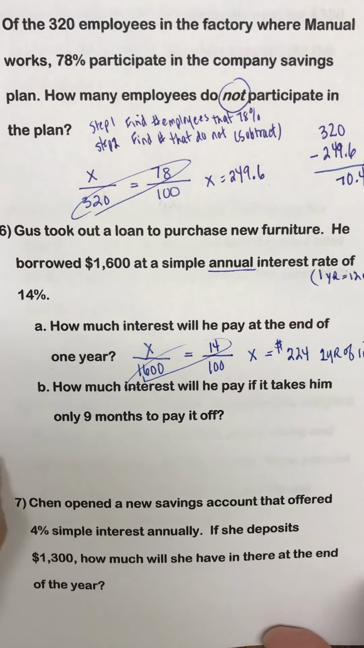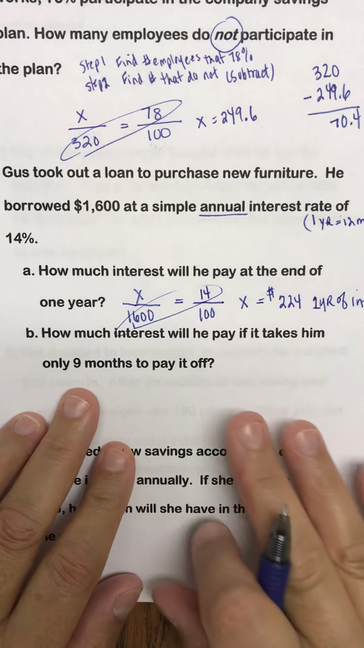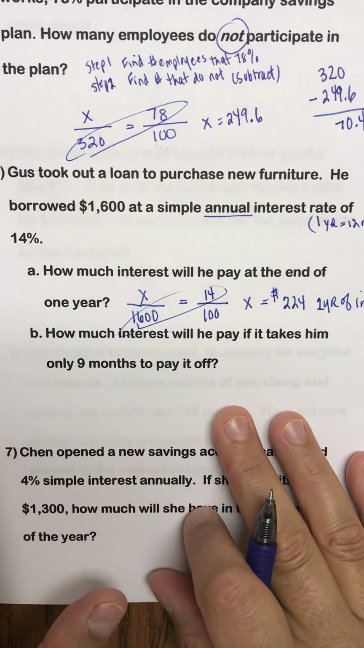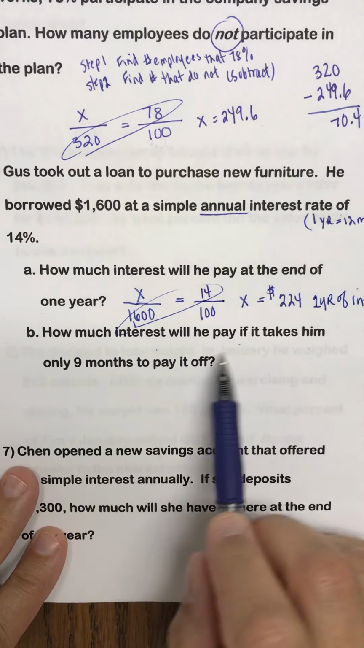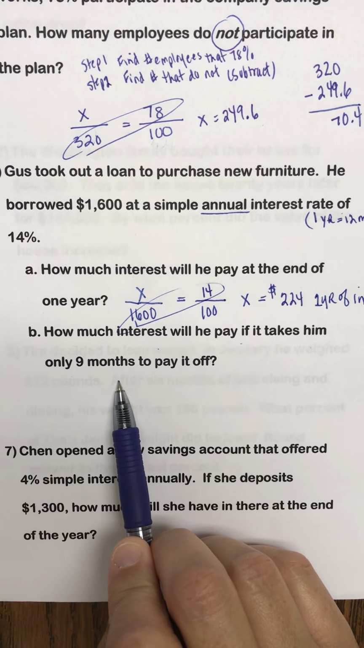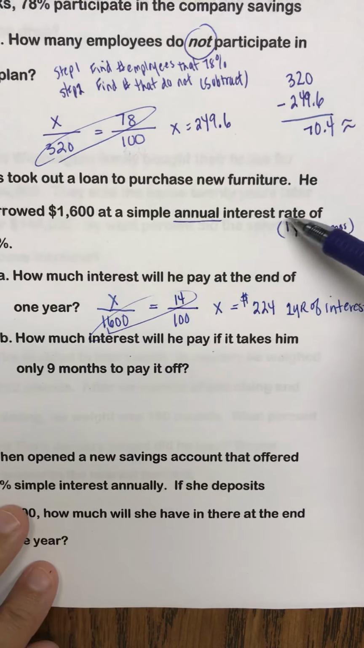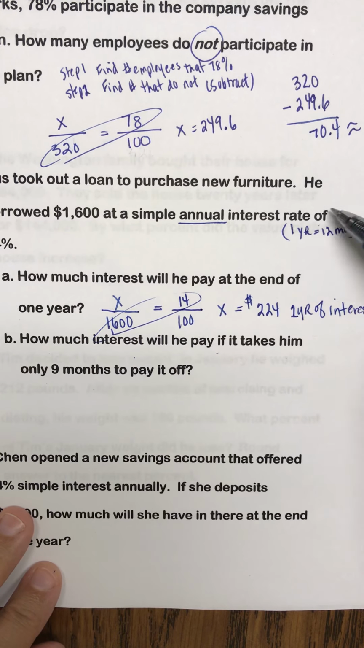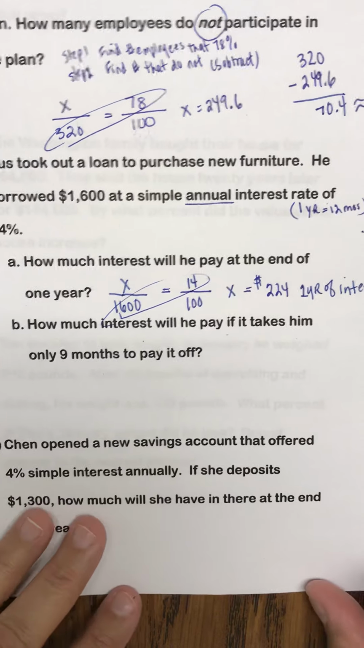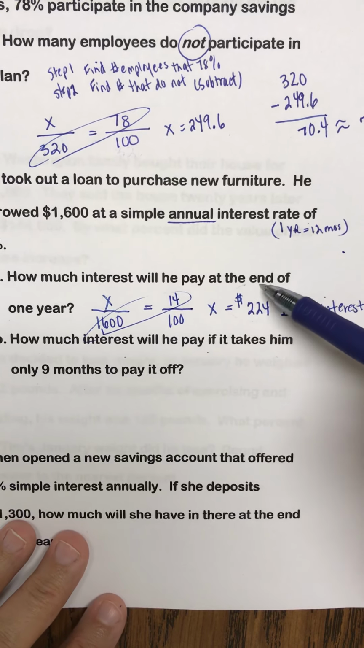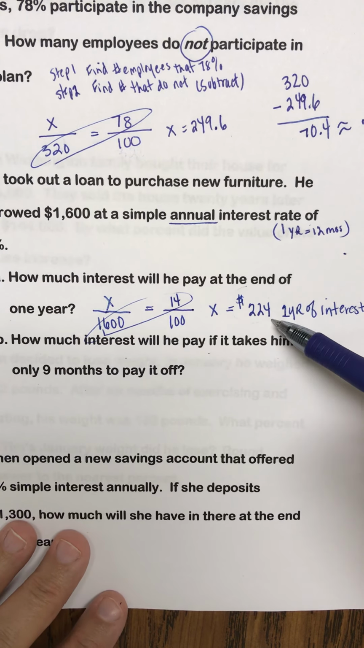Okay, now let's go to step B. You may see these kinds of problems on the GED where you have to take an extra step. How much interest will he pay if it takes him only 9 months to pay it off? That's where we have to go back and remember that 1 year is 12 months. So I'm going to use a proportion to solve this too. We already figured out how much interest he has at 1 year, 224.